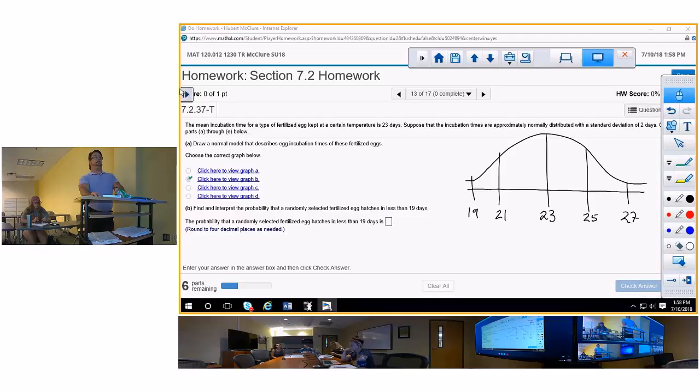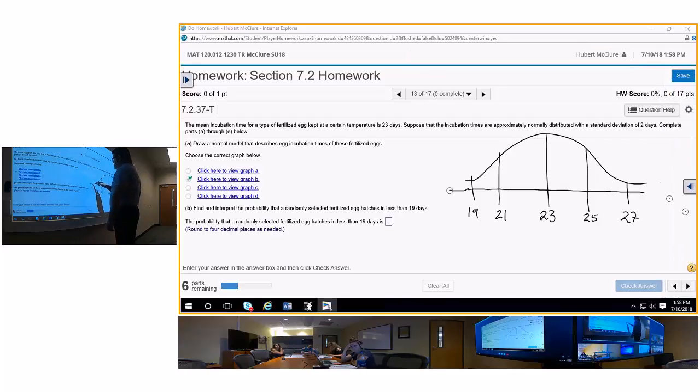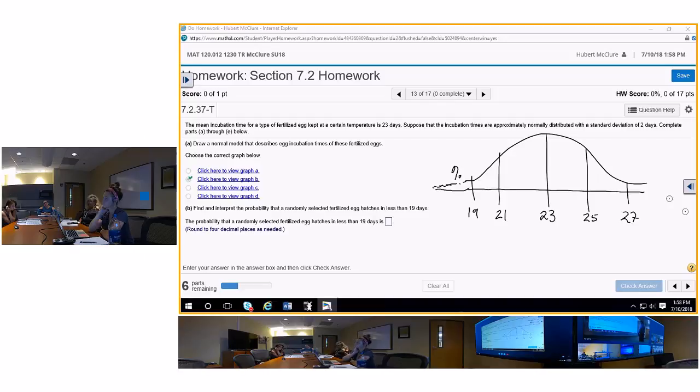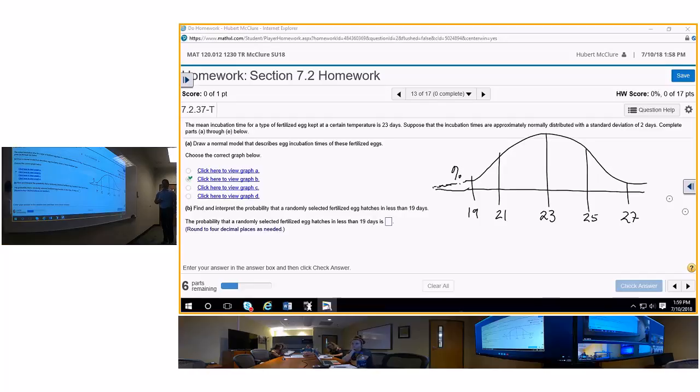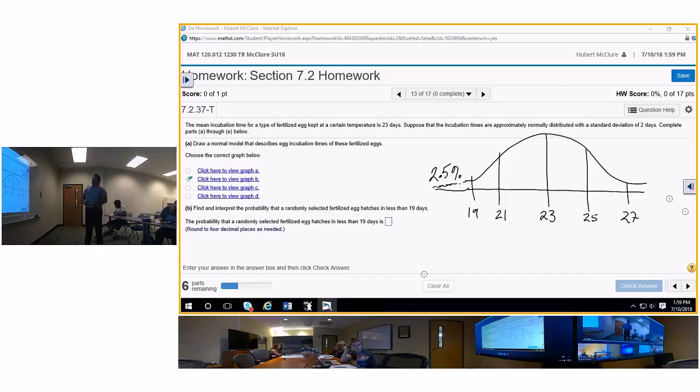All right, find and interpret the probability that a randomly selected egg hatches in less than 19 days. By the empirical rule, what's our common sense answer? Y'all are supposed to answer it right off. What's this percentage right here by the empirical rule? 2.5. Good. I said 2.5%. Thank you. So in less than 19 days, we know our answer is going to be around 2.5%. But now we've got to find it exactly.